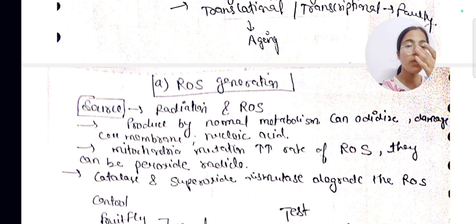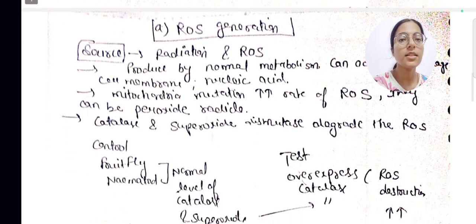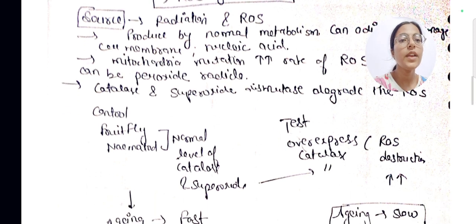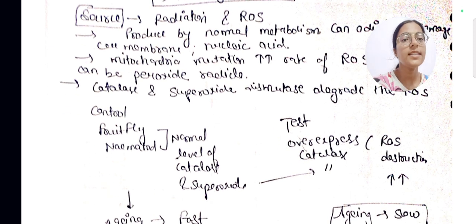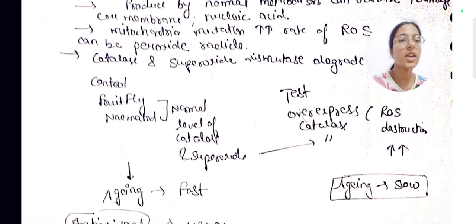For this, we use two antioxidants, catalase and superoxide dismutase, which degrade the reactive oxygen species and slow down the process of aging. We took two things, control and test. In control, we used the normal level of catalase and superoxide dismutase. We found that aging occurs fast. In the test, we took an overexpression of catalase and superoxide dismutase, which results in the destruction of the reactive oxygen species that cause aging. Now they are destroyed or damaged, and this results in a slow aging process.